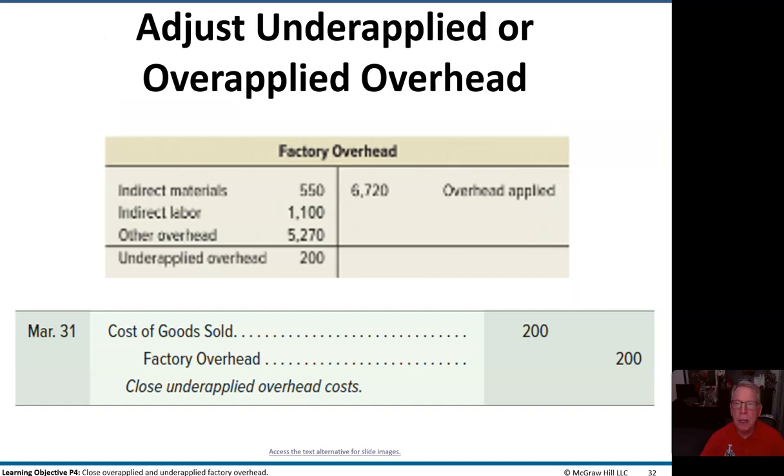Okay. Now, if we adjust that, here's that example, the $200 under applied overhead. We're going to debit cost of goods sold and credit factory overhead, and that closes the under applied overhead costs. Now we're ready to go.